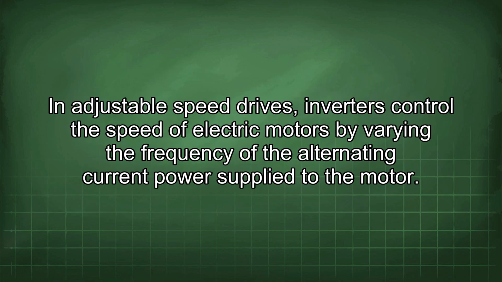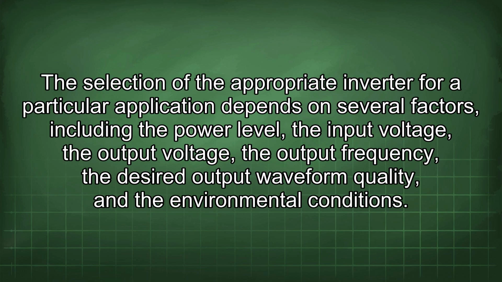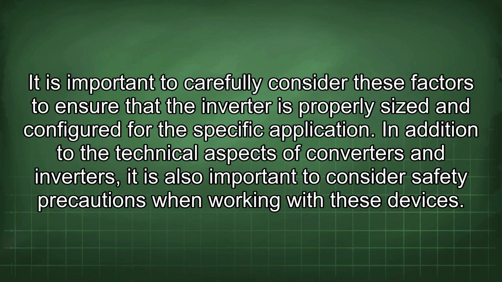In adjustable speed drives, inverters control the speed of electric motors by varying the frequency of the alternating current power supplied to the motor. The selection of the appropriate inverter for a particular application depends on several factors, including the power level, the input voltage, the output frequency, the desired output waveform quality, and the environmental conditions. It is important to carefully consider these factors to ensure that the inverter is properly sized and configured for the specific application. In addition to the technical aspects of converters and inverters, it is also important to consider safety precautions when working with these devices.